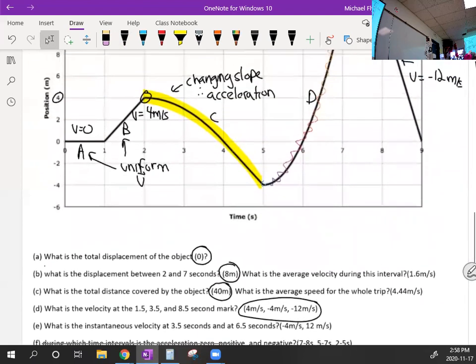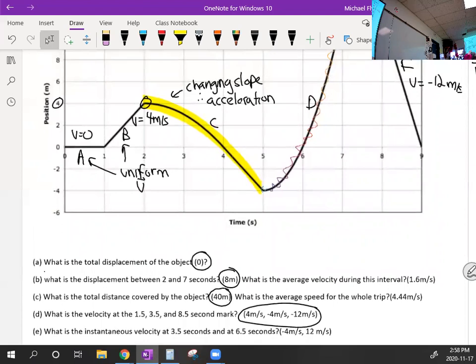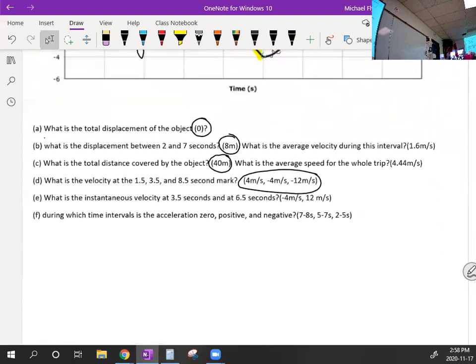Now, distance is a bit tricky. For distance, you have to follow the path, but I did that with you in class, okay? So that's how you get the 40 meters. Now, what about the velocity? Look at question D. What is the velocity, and this is instantaneous velocity, at 1.5, 3.5, and 8.5 seconds? The instantaneous velocity, okay? So we're asking you for the slope of the tangent at these specific times, not even intervals, at these specific times. What is the velocity, okay?